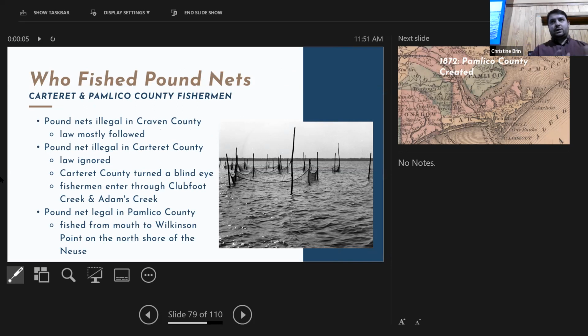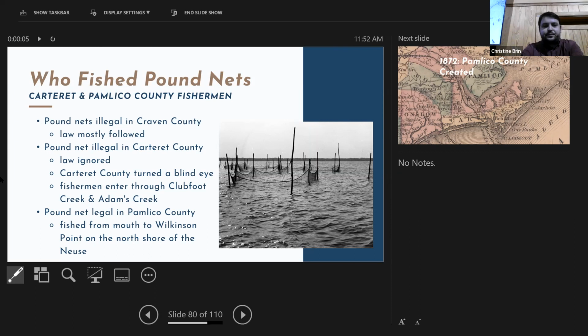By 1872, you have the creation of Pamlico County. And so in the 1880s and 1890s, the laws on the Neuse are different, because Craven County says no to pound nets. Pamlico County says yes. So you could fish them around the mouth of the Neuse and along their shoreline in Pamlico, which causes tensions. A lot of Carteret County fishermen are also going into Pamlico County, competing with Pamlico County fishermen for areas to fish. It's a little dicey there. People weren't too happy about that.